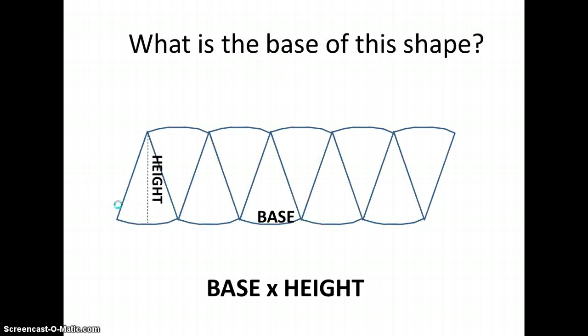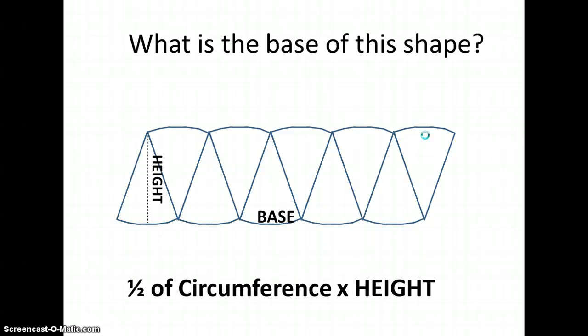So what's the base of this shape? Well, it's rounded, so I know it might be the outside of my circle. How much of the outside of my circle, though? Let's look. It's 1, 2, 3, 4, 5 of my rounded pieces on the bottom, and 1, 2, 3, 4, 5 of my rounded pieces on the top. So really, it's like my circumference, but only half of the circumference. So let's replace base with half of the circumference.